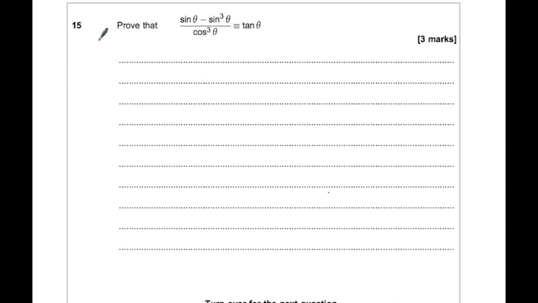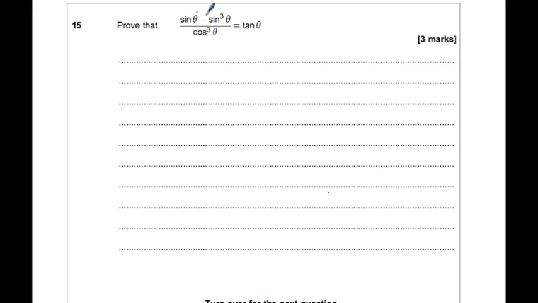Right, so question 15, we've got sine theta minus sine cubed theta over cos cubed theta. We need to prove that's identically equal to tan theta. I think this is a really difficult trig question. It makes sense, it's near the end of the paper. So I would look at the top and think, well, can we factorise this?